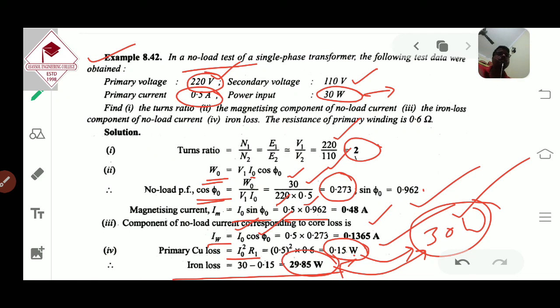Hope you understood, and keep solving all the numericals related to short circuit test and open circuit test of transformer. They are very important from the exam point of view.